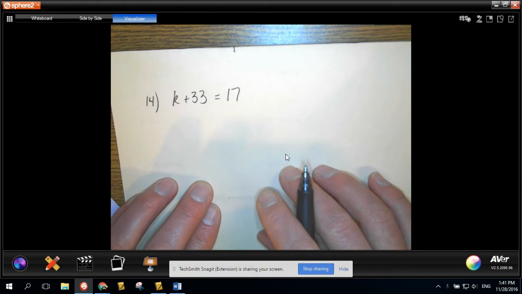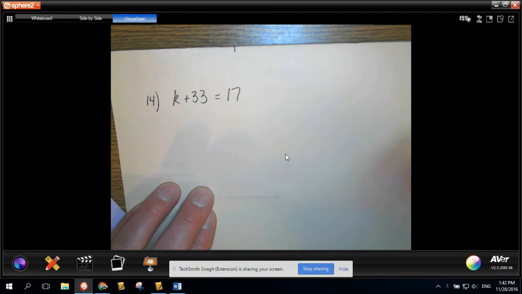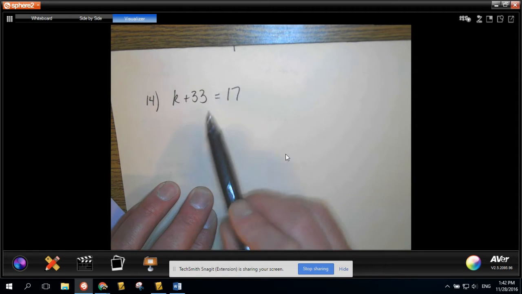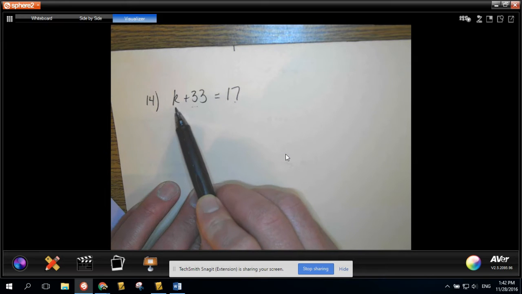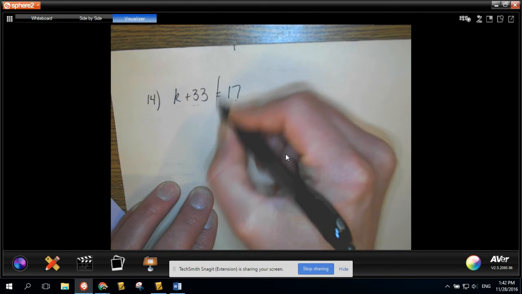17. Now, if we ask ourselves just a quick reality check here, is my answer going to be positive or negative? Well, in order to add 33 to a number and get a smaller number, that's going to tell me that this k has to be negative. Okay? So let's start our process here.